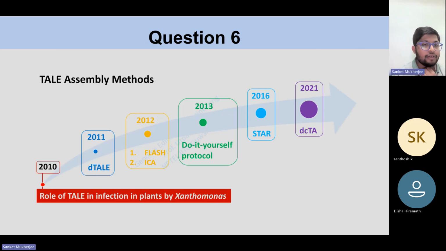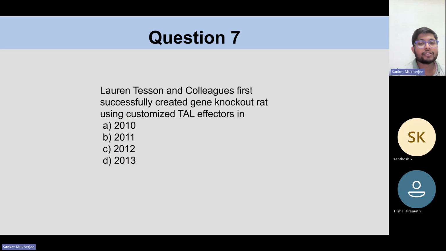So option D, this is how it actually evolved. In 2009-10, the role of TAL was discovered, after which in 2011 we got details. In 2012, we got techniques like FLASH and ICA, and in 2013, we had the DIY protocol. In 2016, there was the discovery of STAR, and in 2021, it was DCTA. So option D would be the answer here.